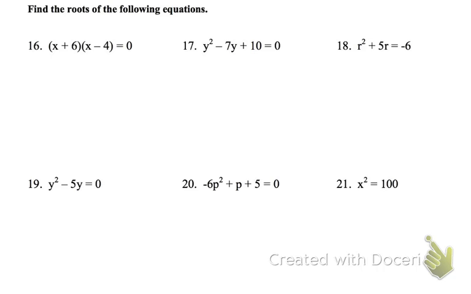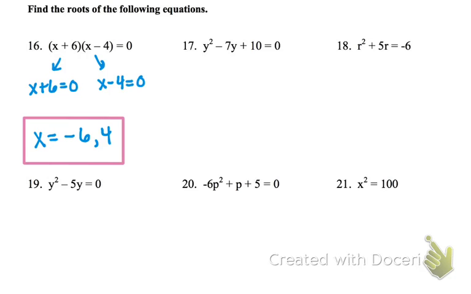So if we look at number 16, it's super easy because we already have 0 on one side and the left side is already factored. So all we need to do is set x plus 6 equal to 0 and x minus 4 equal to 0. One-step equations, boom, done.